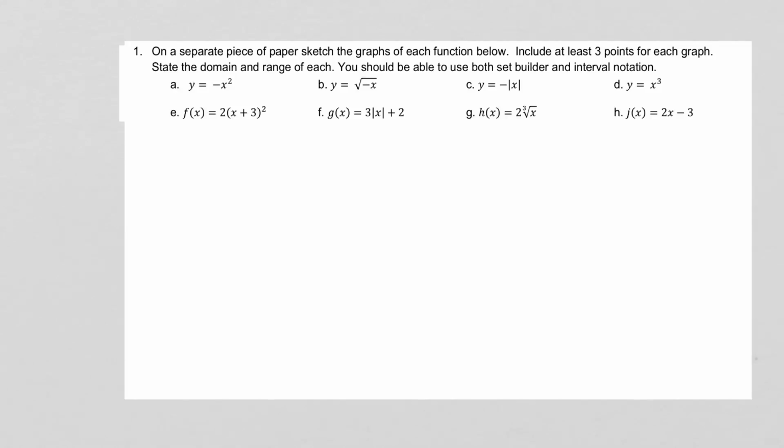All right, let's look at B. Y equals negative the square root of x. So you might be looking at that and you might be like, wait a minute, dude, you're not allowed to have a negative in a square root. And you're right, dude, but that doesn't say we have a negative in the square root. So we have a negative x in the square root. So think about what that means.